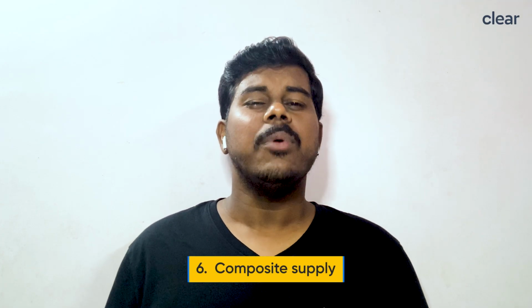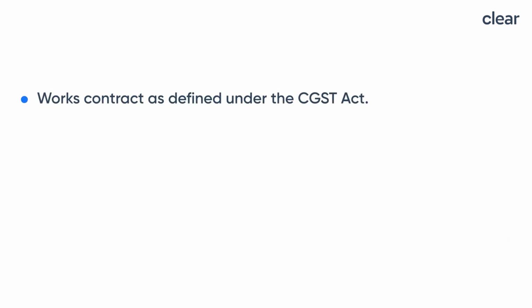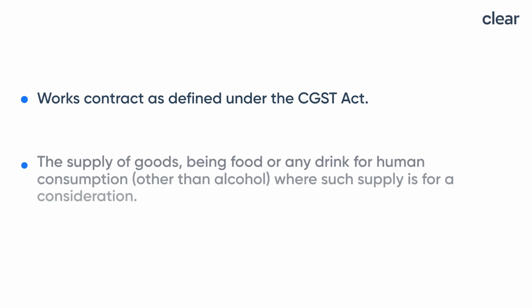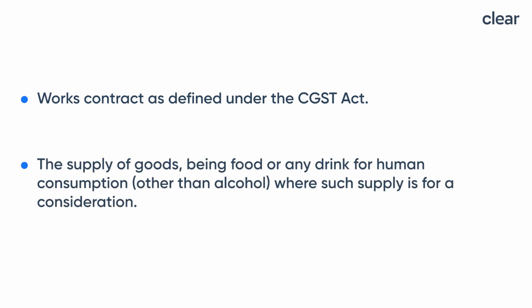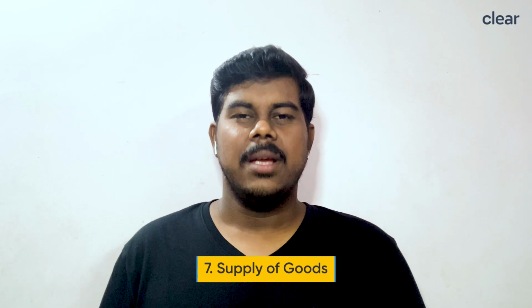Number 6. Composite supply. The sixth item under Schedule 2 is composite supply and comprises the following. A. Works contract as defined under the CGST Act. B. The supply of goods, be it food or any kind of drink for human consumption other than alcohol, where such supply is for a consideration. Number 7. Supply of goods. This is the last item under Schedule 2 that constitutes supply and includes the supply of goods by any unincorporated association or body of persons for a valuable consideration.